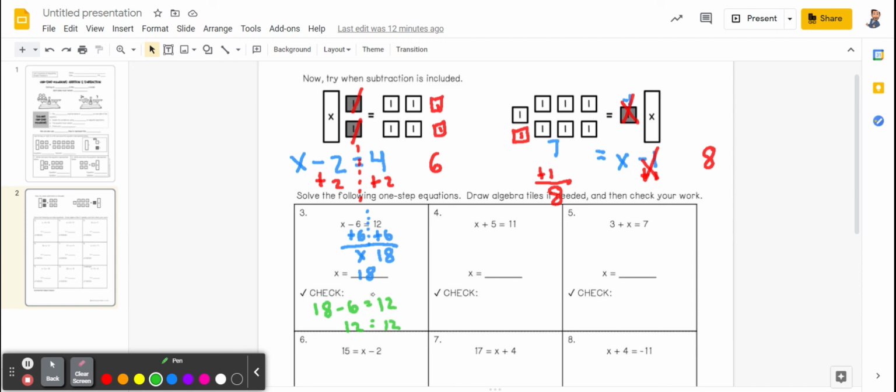Okay, and so this side, 18 minus 6 is 12, and 12. So it is balanced. Okay, so complete the rest of this, and there will be a Google form for you to do.